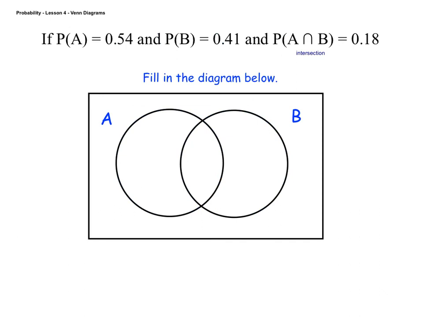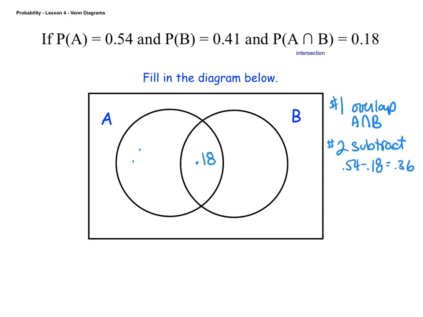Okay, so some different notation, but still kind of works out the same way. So we always start with the overlap, or in this case, A intersection with B. We're going to start with that. That goes in the middle, 0.18. And then we're going to start with the subtraction. So if A is 0.54, if I subtract 0.18 from that, I get 0.36. Okay, and then it says the probability of B is 0.41. If I subtract 0.18 from that, I get 0.23.